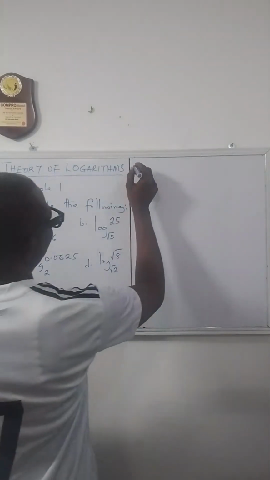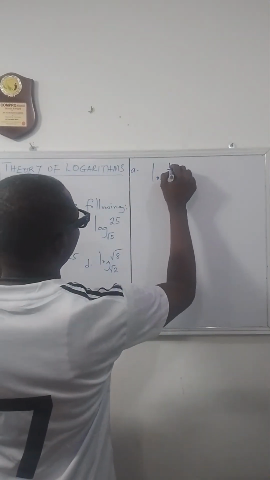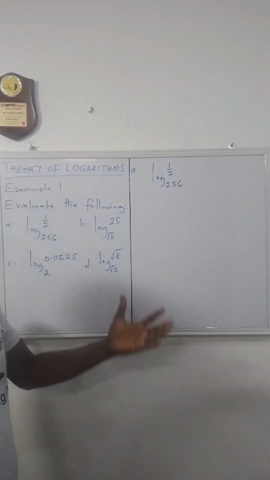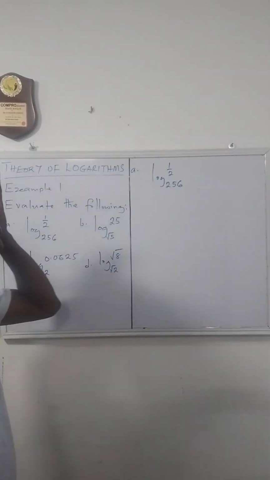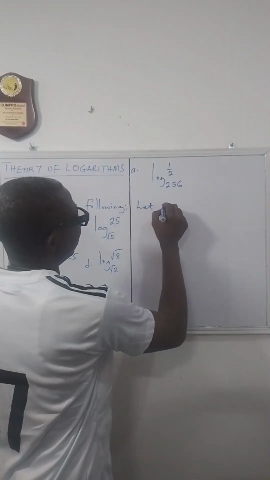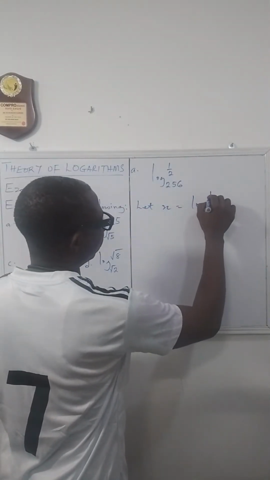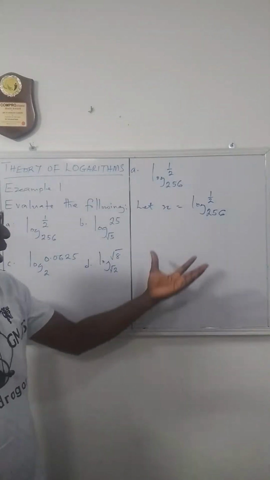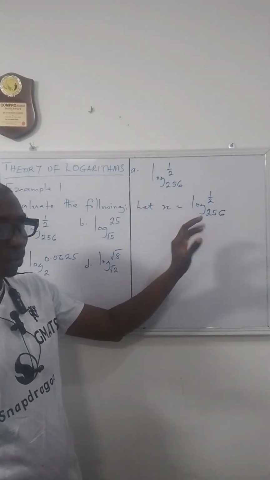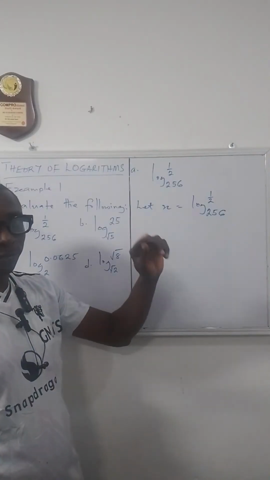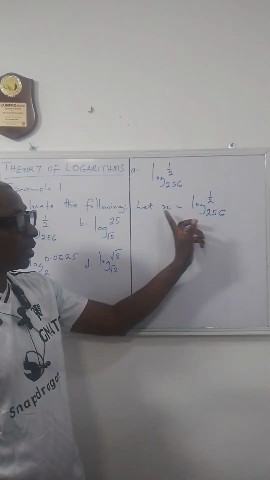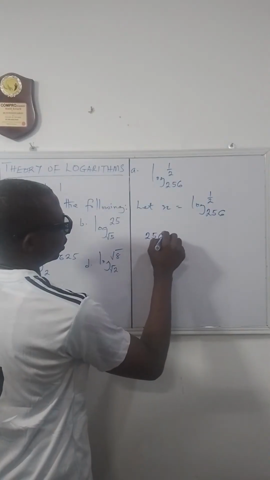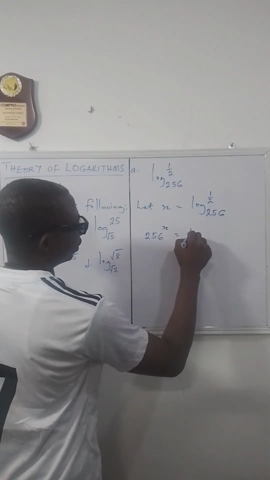Now let's bring it out. The first one we have is log of 1 over 2 base 256. The first thing to do is to make an assumption by saying let x be equal to log of 1 over 2 base 256. Okay, so now the next thing is to change this logarithmic equation to index equation. So this base comes here. All right, don't forget, this is the number, this is the base, and this is the power. Okay, so we have 256 raised to the power of x equals 1 over 2.